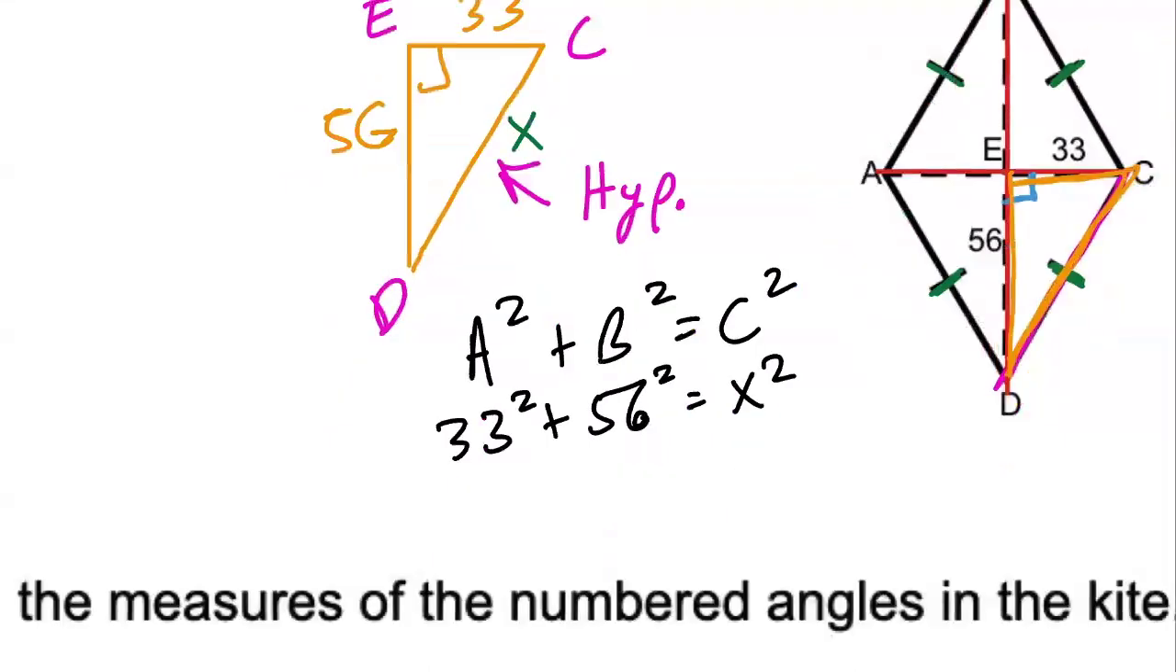Does it matter where I put the 33 and 56? Which is the only one that does matter? The hypotenuse, that is correct. So it doesn't matter whether you write 56 squared plus 33 squared. The only one that does matter is the fact that C is always the hypotenuse no matter what.